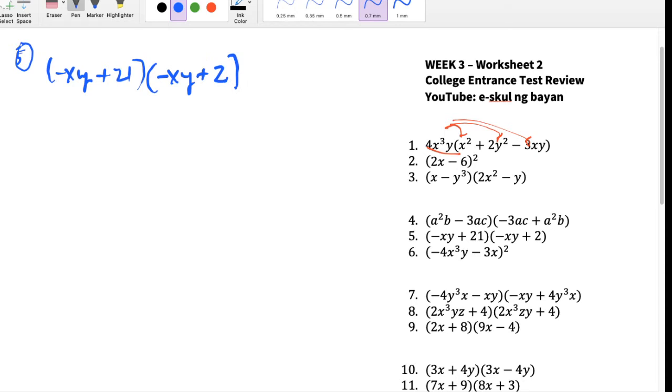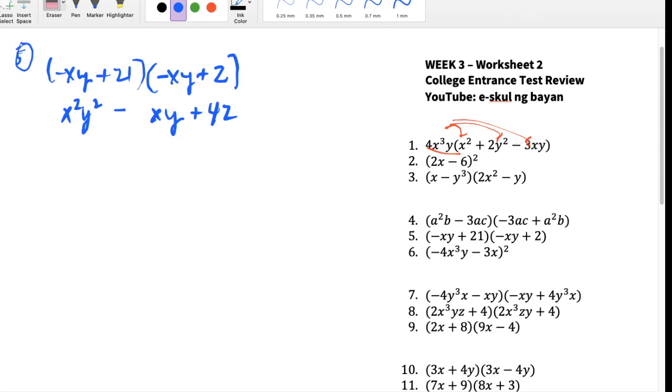Negative xy times negative xy, magiging positive x squared, y squared. Okay? Magkakaroon ka dito ng like terms. Kasi kung mapapansin mo, like term plus itong dalawa like term din. So, ang sagot dyan would be negative 21xy plus 2xy, which is equal to negative 19xy. And then itong constant naman natin, 21 times 2, that's equal to plus 42. Okay? Pwede nyo pa rin gawin yung FOIL method. Dapat may makukuha kayong terms na negative 21xy and negative, mali pala ako.